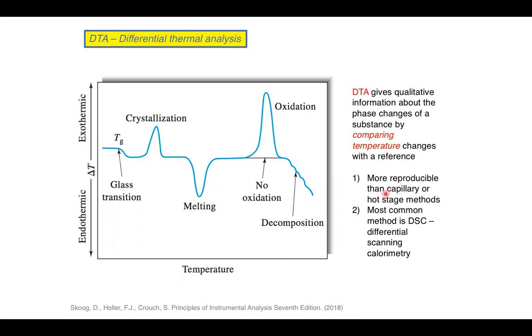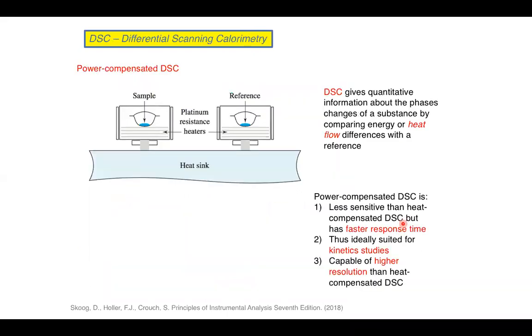This is more reproducible in capillary or hot stage methods. The most common version of this is DSC, which is differential scanning calorimetry, which looks at heat flow through the sample. So how this kind of works: if we have power compensated DSC, we have two chambers. We've got a chamber for our sample and a chamber for our reference.